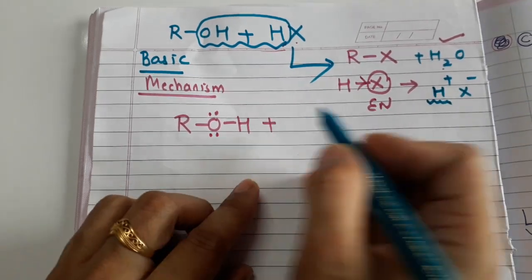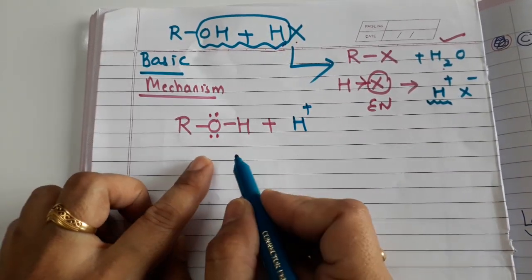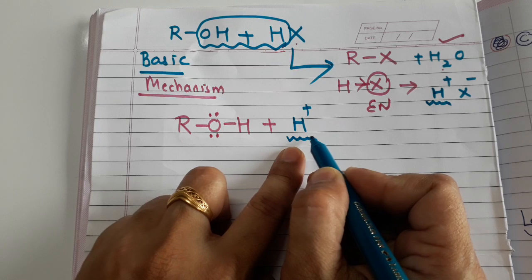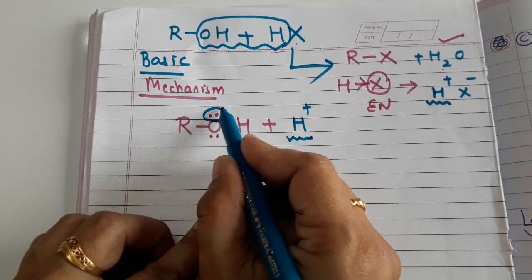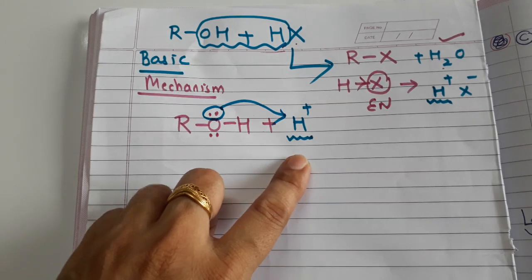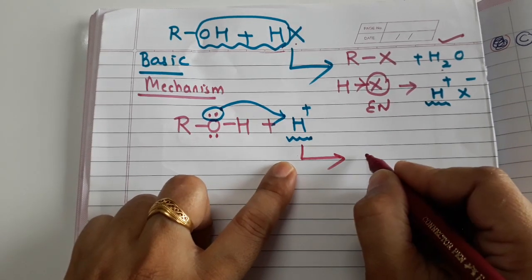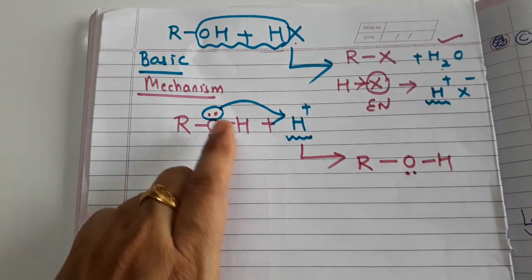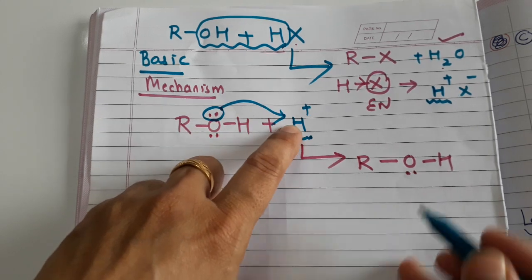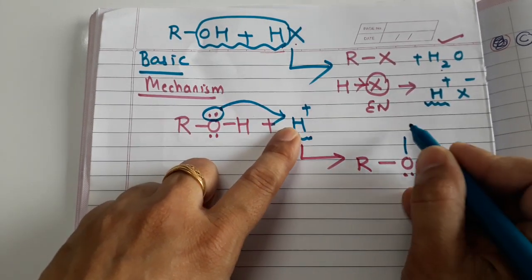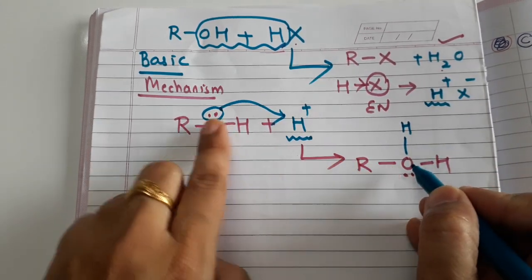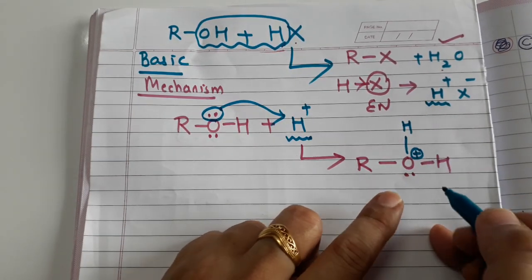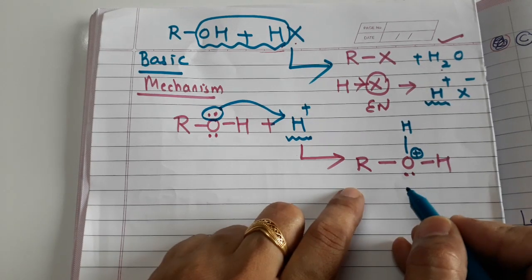Now this H plus is attracted towards alcohol. Can you guess what is going to happen? H plus is in need of electrons, hence the lone pair of electrons on oxygen will be attracted towards H plus. In the next step we write R single bond O, H, and now these two electrons are donated to H. Oxygen has donated its lone pair, so oxygen will acquire a positive charge. This is the intermediate which I have got.